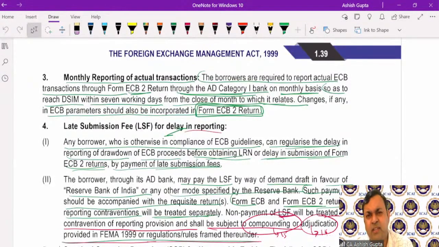This is quite a lengthy topic, and whenever you are preparing for examination, don't complete the topic in a single slot. Just break that topic into 3-4 parts. Then only you will be able to retain those ECB provisions.